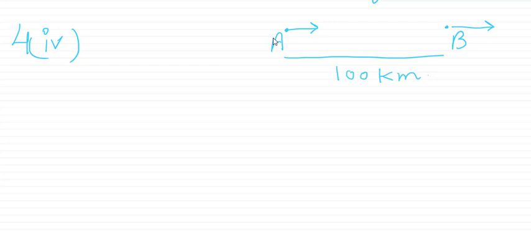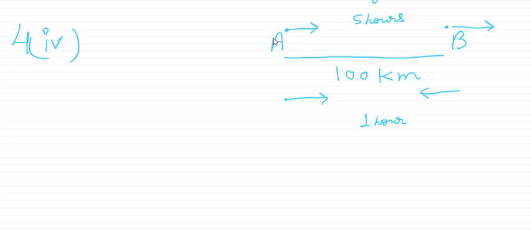They meet in 5 hours. So if they are moving in the same direction, they meet in 5 hours. Now if they travel towards each other, meaning they are moving in opposite directions like this, then they meet each other in 1 hour. So this is the question. Now you have to find the speed of both the cars.